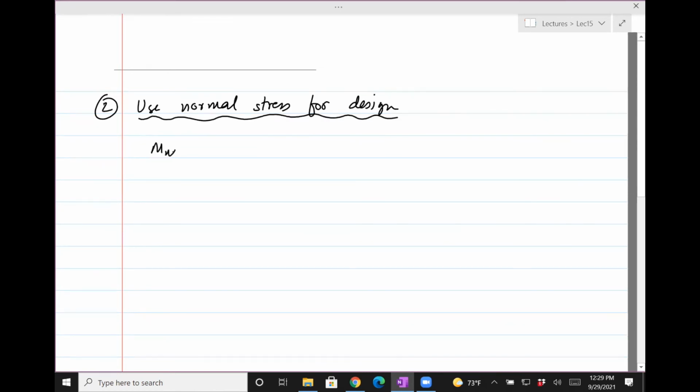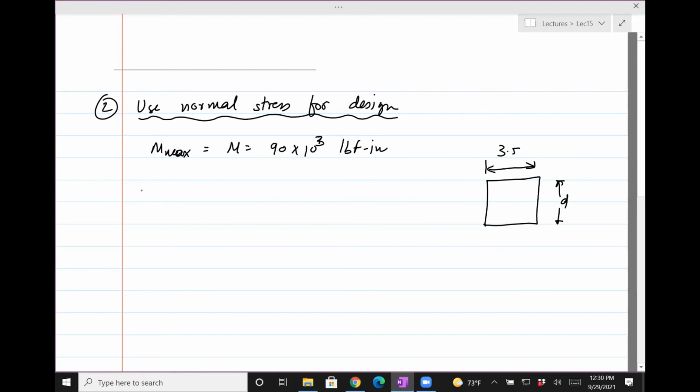So in this case, M max is 90 times 10 raised to 3 lbf inch. Okay, so this is our cross section. There's D, which is unknown, and then there is 3.5. So if you recollect, the normal stress is sigma equals M times Y divided by I, where Y is this distance from the neutral axis.